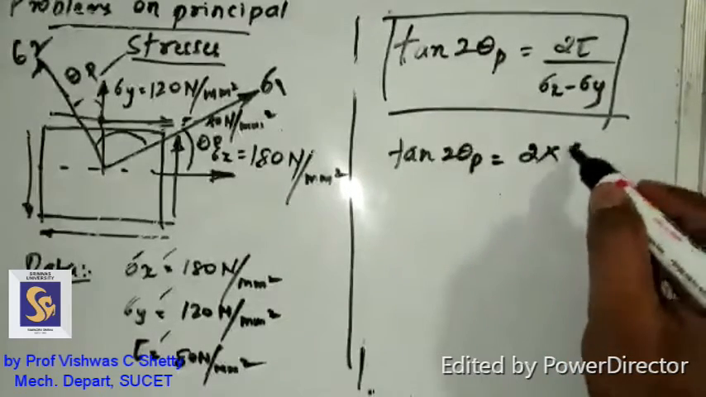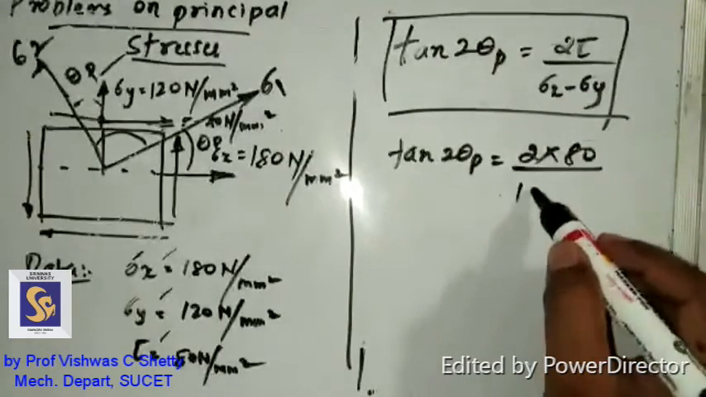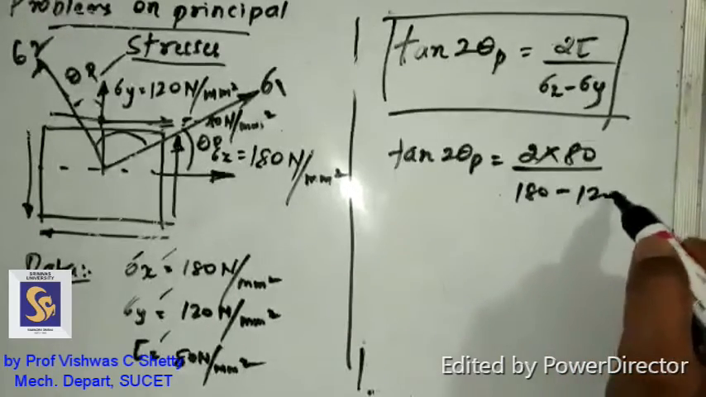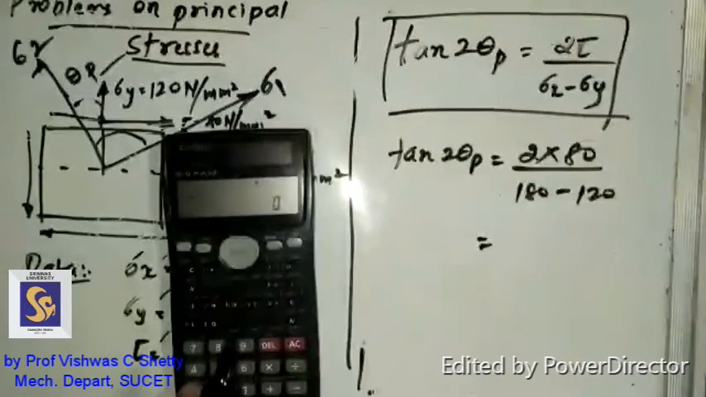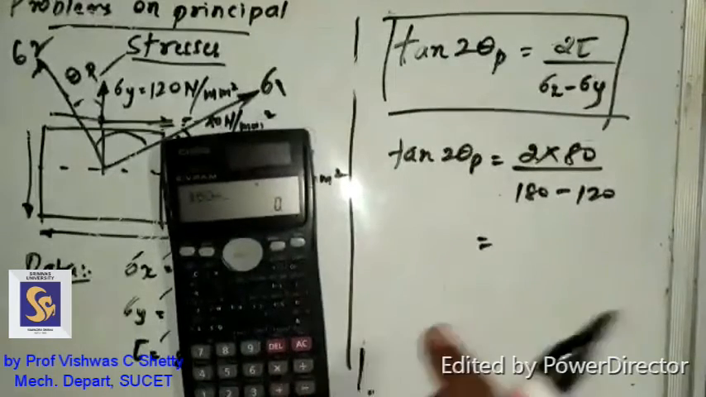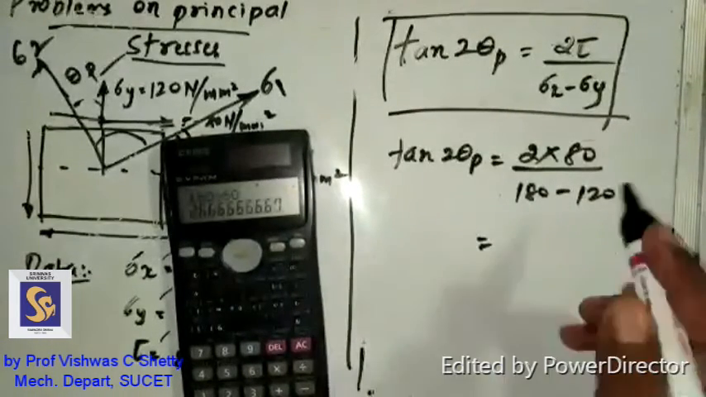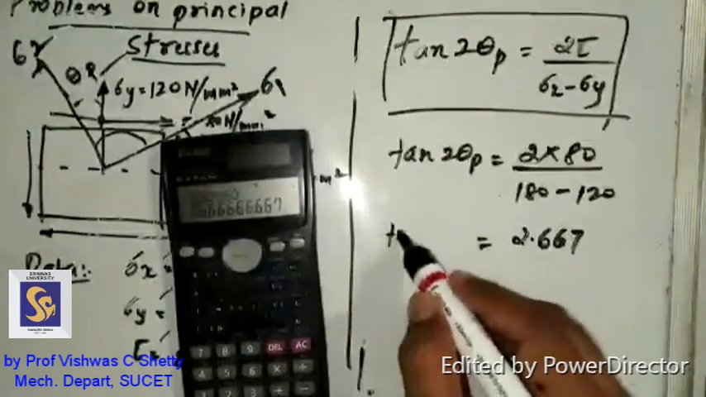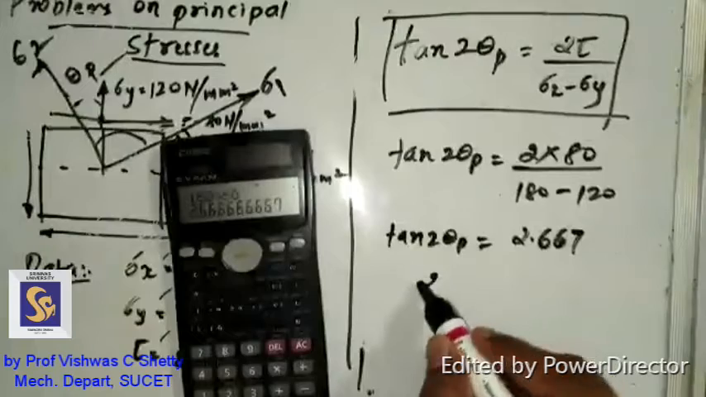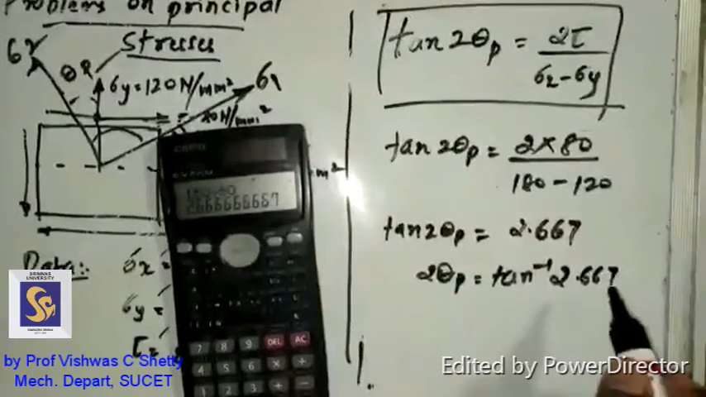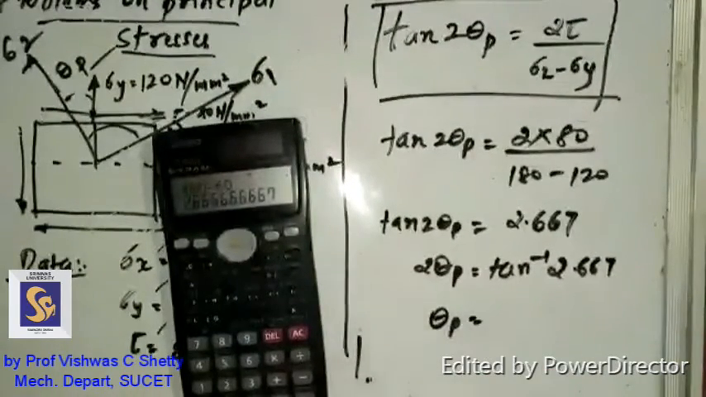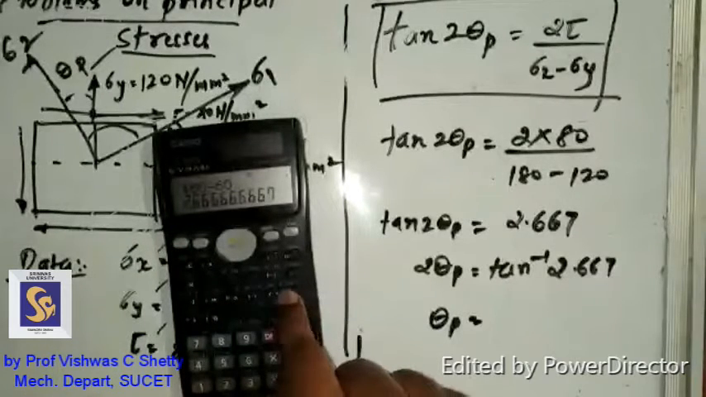2 into tau, tau is given here. 1 into sigma x is 180 minus sigma y is 120. So how much will be the answer? 160 by 60, so 2.67. tan 2 theta p, or 2 theta p is tan inverse of 2.667. So theta p will be tan inverse, 34.722, yeah, 34.7.